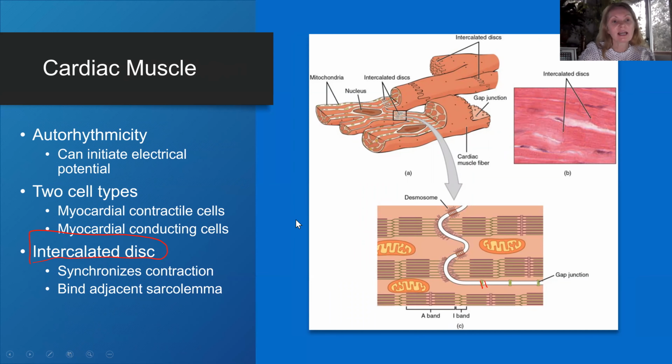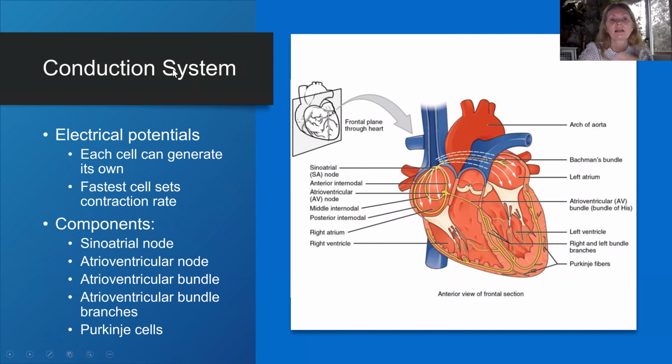Now, we just said that we have these conducting cells, and those conducting cells make the conduction system. This is where the electrical impulse is generated and propagated, so it moves along these conducting cells. Each cell can generate its own contraction rate, and the fastest is going to be the SA node. So we have the SA node over here. Then we have the AV node right there.